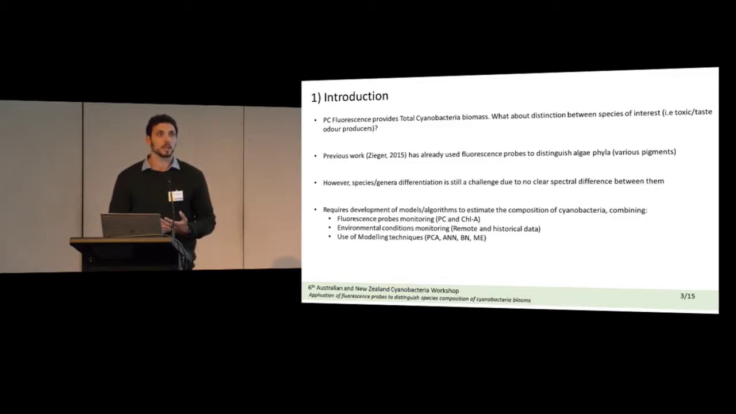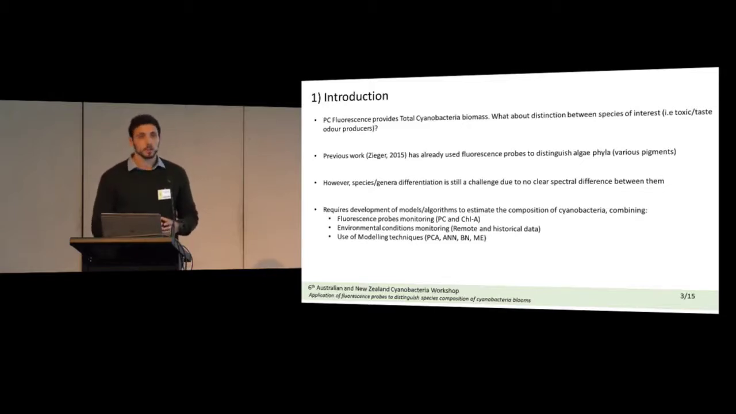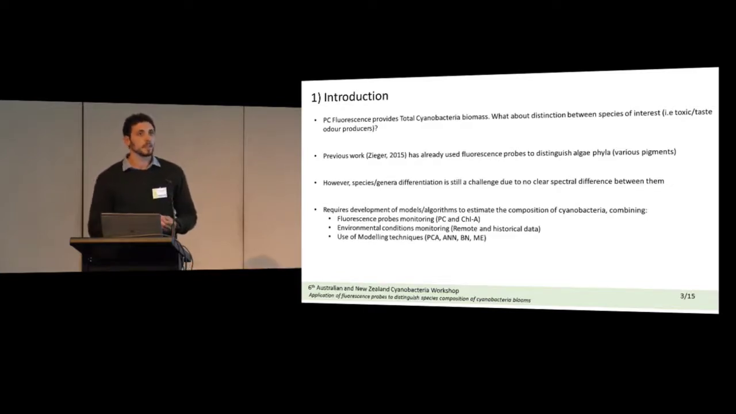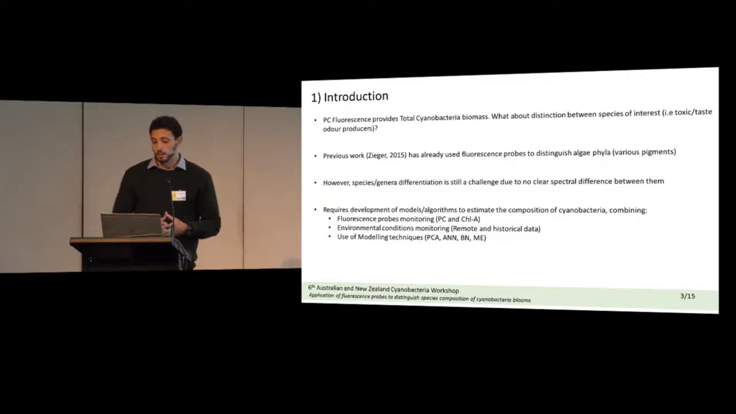We have plenty of studies that show that. But what about taking a further step and making the distinction within this total cyanobacteria biomass into species of interest, such as non-toxic or taste and odor producers? In the literature, there is already some previous work that has used fluorescence probes to distinguish between different algae phyla, for example between green algae, blue-green algae and golden algae, and this is mainly because those phyla have different pigments with specific spectral characteristics, which makes it possible to use different wavelengths to distinguish between them.